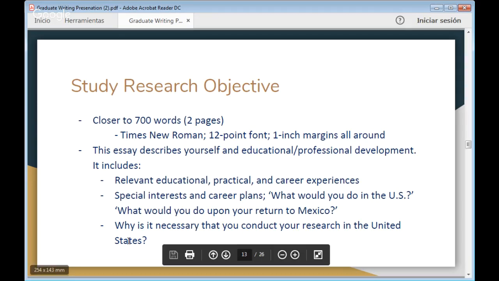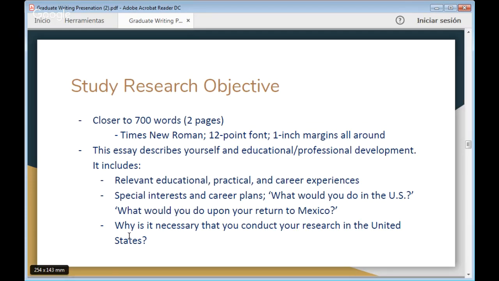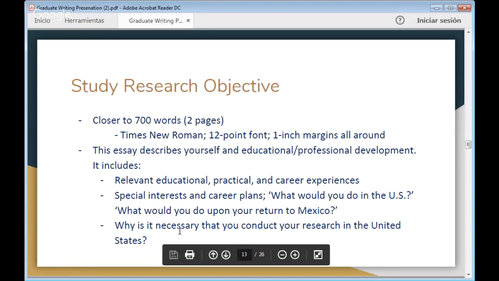And then this last question here, why is it necessary that you conduct your research in the United States? Is there something particularly interesting about their program? Is the United States a researcher or a leader in the field? You want to expand a little bit on why it is that you want to study in that particular country.